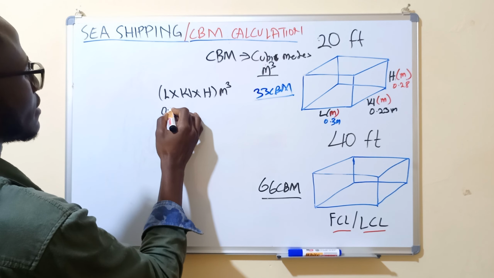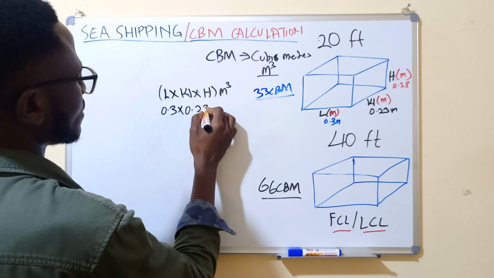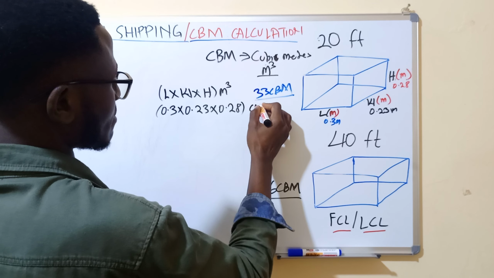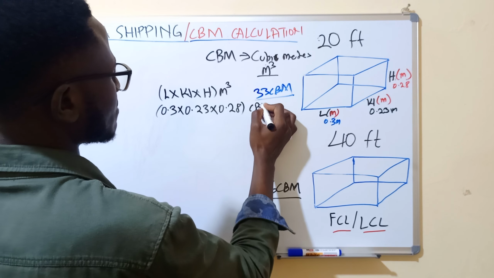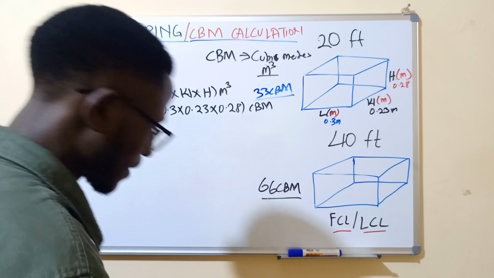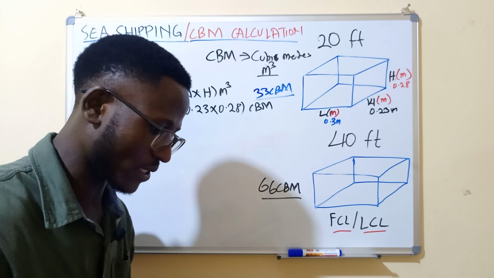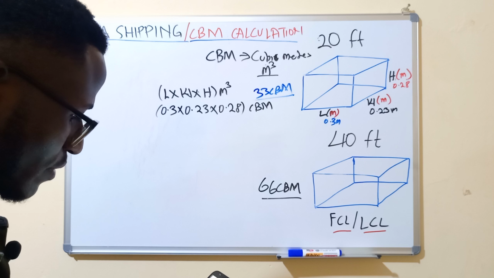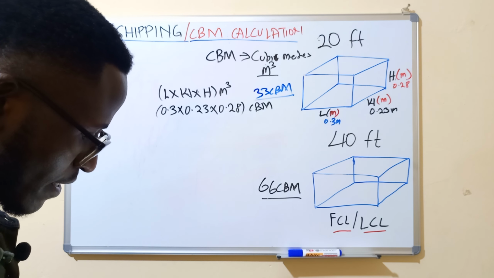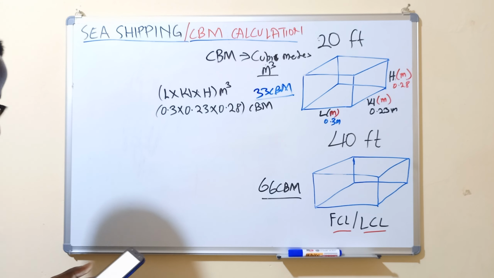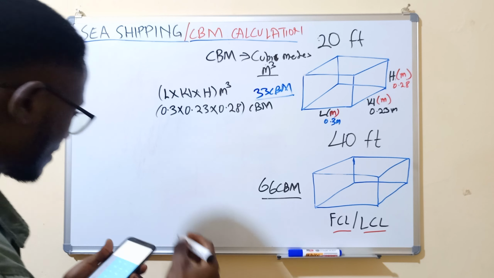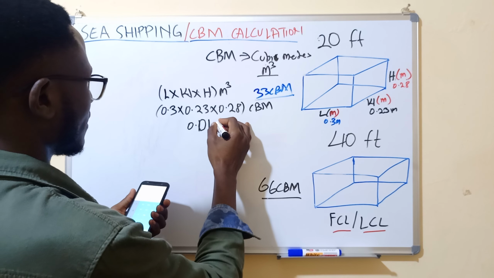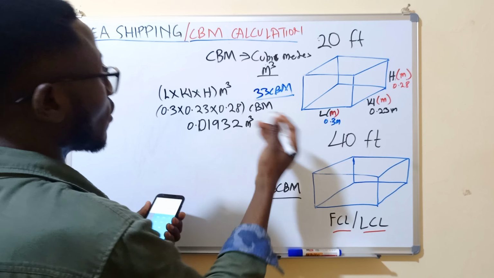Now, let's get the figures. 0.3 times 0.23 times 0.28. In bracket, we have cubic meters, which is the same as CBM, okay? That should not confuse you. Where you see cubic meters, it's the same as CBM. Now, calculating this, you should help me do some math there and let me know what you get in the comment section below. I don't know if my math is so good, but I'll use my phone here. 0.3 times 0.23 times 0.28, we are getting 0.1932 cubic meters, or we can call it CBM.